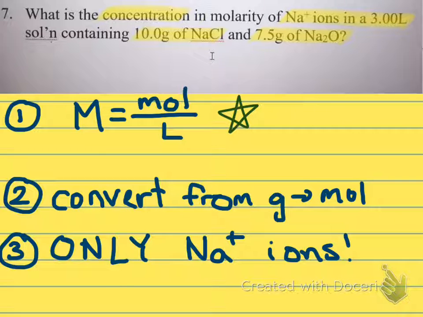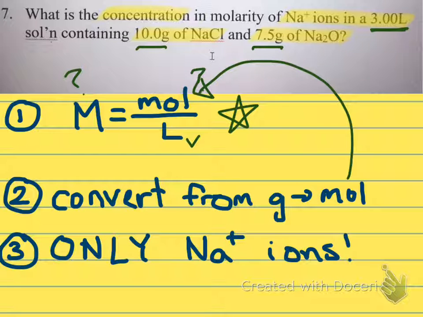Okay, so looking at this problem, I have liters already, but I don't have moles. But I really want to find molarity, so I know that I'm going to need to find moles before finding molarity. I am given grams, so the next idea I had is to convert from grams to moles, because this would allow us to figure out what the moles were, and then we could figure out the molarity.